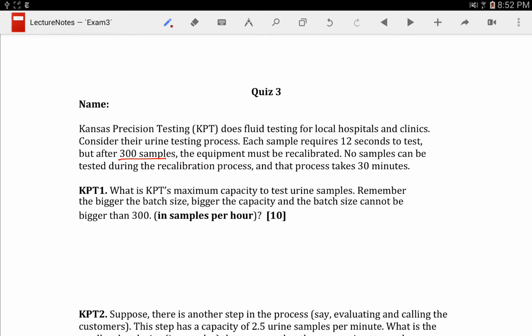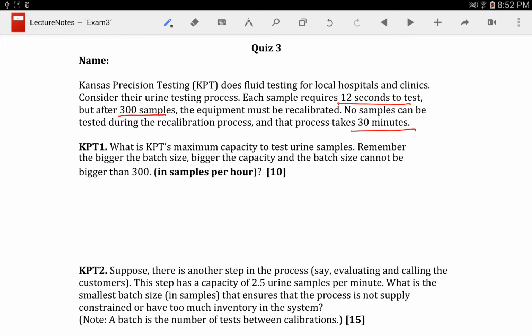It really takes 12 seconds to do the test, but to recalibrate every time takes 30 minutes. If they recalibrate every 300 samples, what would be their capacity? Express the answer in terms of samples per hour. Well, this is a pretty easy question.